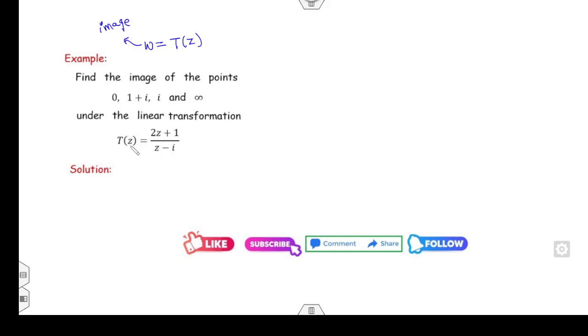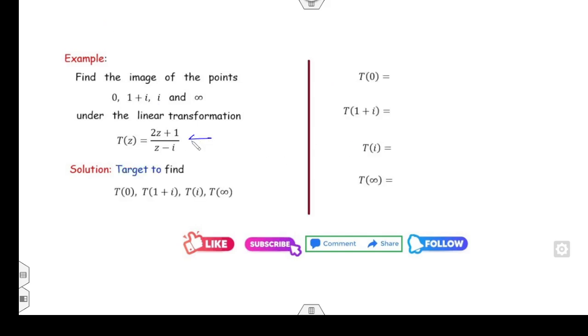Your target is to find the value of T of 0, T of 1 plus iota, T of iota and T of infinity. So what is the T of 0? First of all, you can see whether it's a Mobius transformation. How can you check it? The only thing you have to check is AD minus BC is not 0. In this particular example, A is 2, B is equal to 1, C is equal to 1 and D is equal to minus iota. So what is AD minus BC? Minus 2 iota minus 1, which is non-zero. Yes, it is a Mobius transformation.